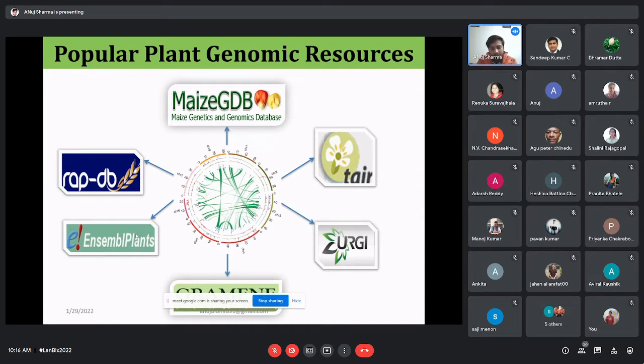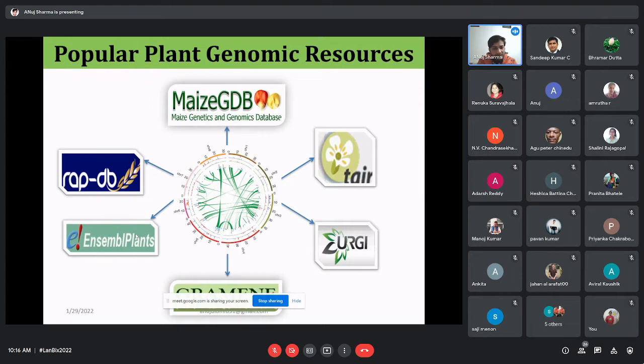And by utilizing Ensembl Plants, we have identified different gene families in not only wheat but also in sorghum and rice and other crops as well. That is very important for us and can be utilized for the identification of different candidate genes too.